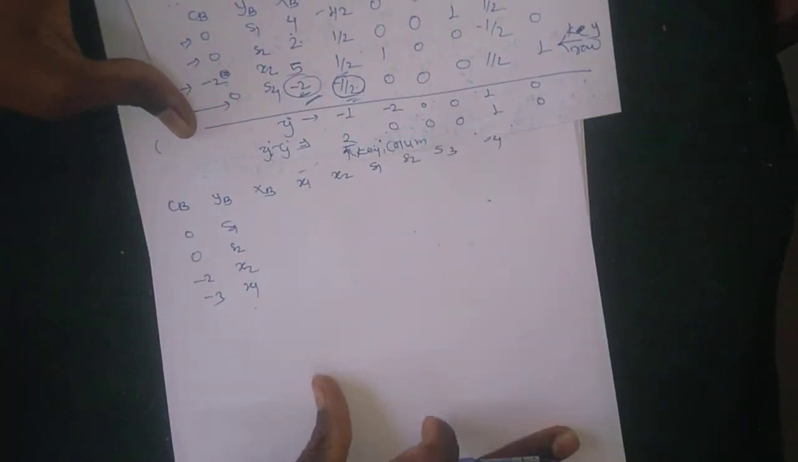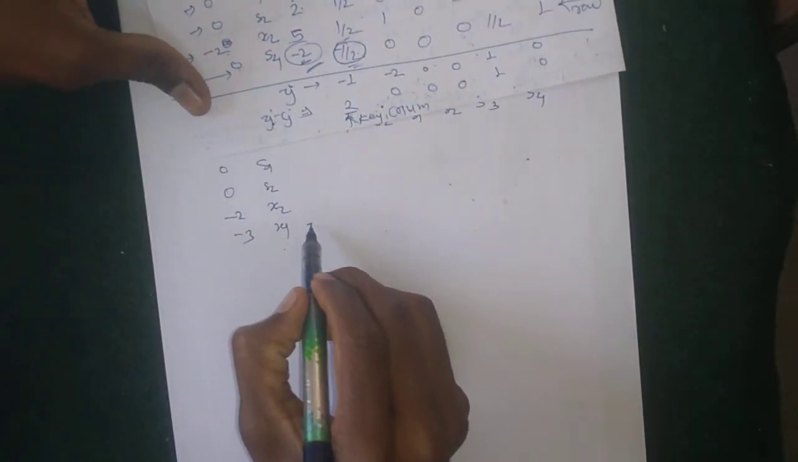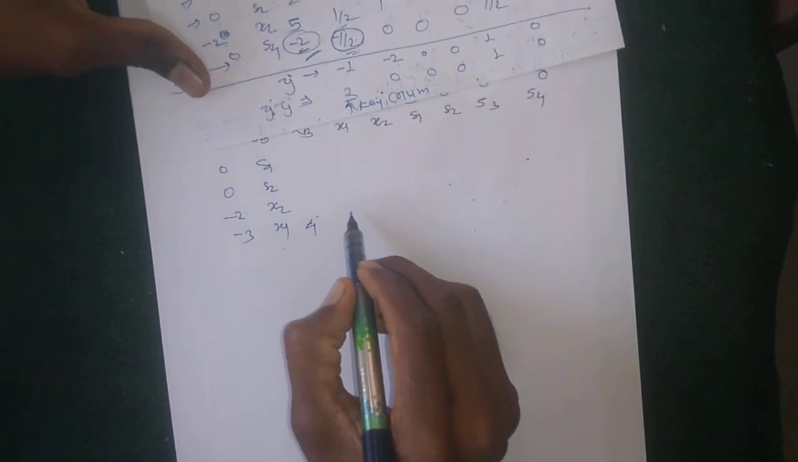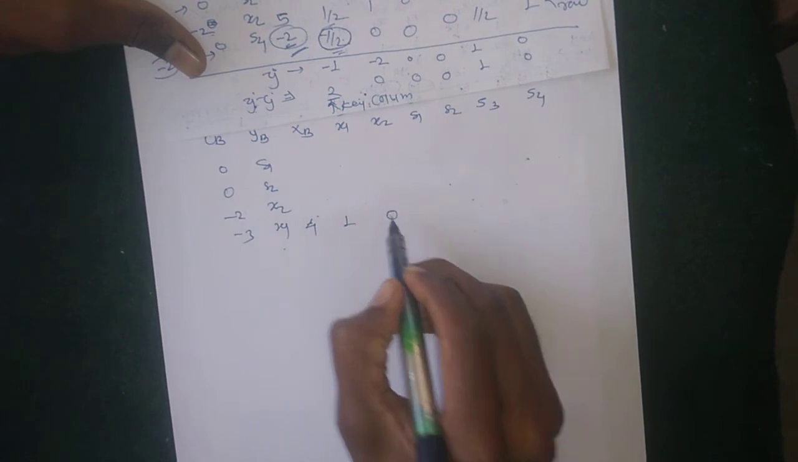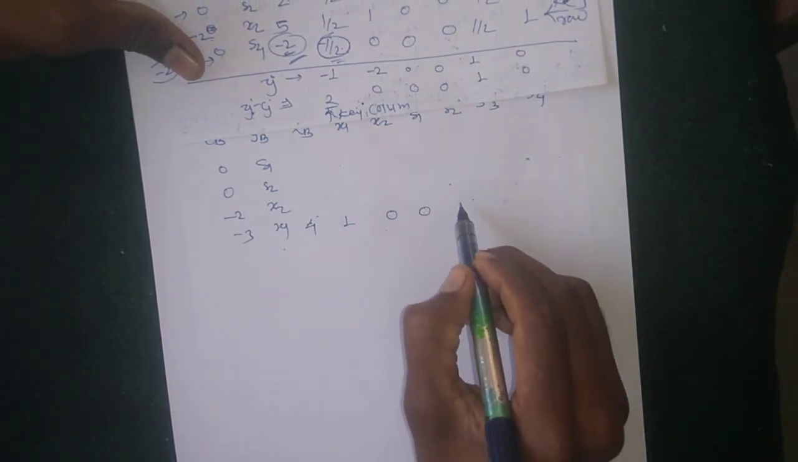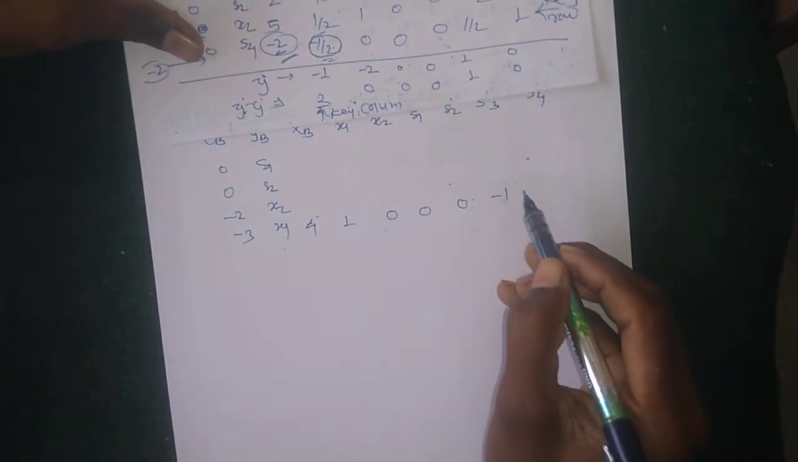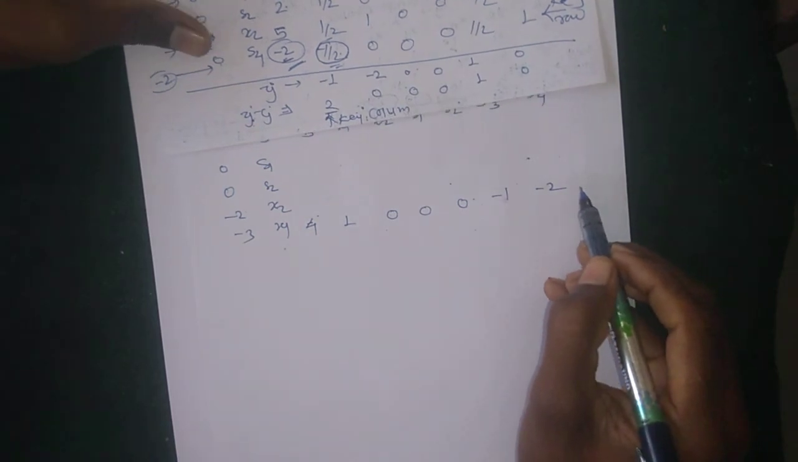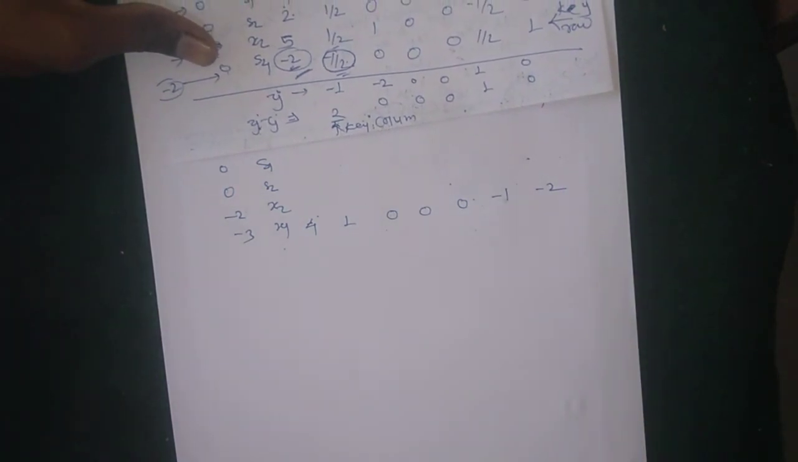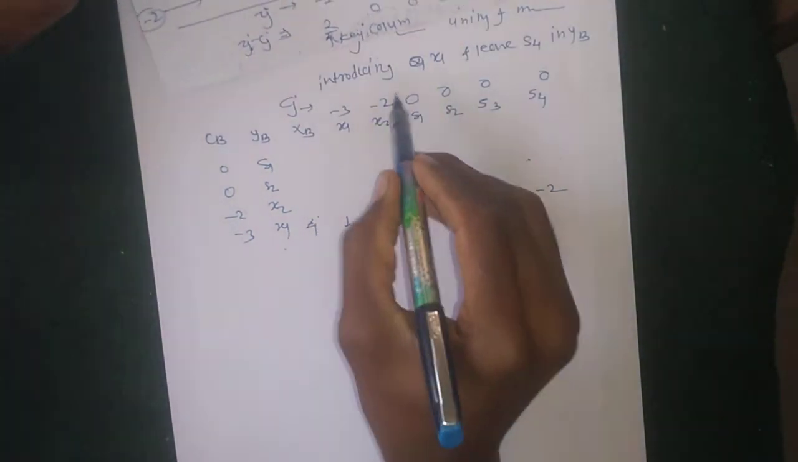So here, taking their values: minus 2 into minus 2 is plus 4, minus 1 by 2 into 2 is minus 1, then the x2 column is 0, the s1 column is 0, the s2 column is also 0, then here minus 1, and lastly minus 2.